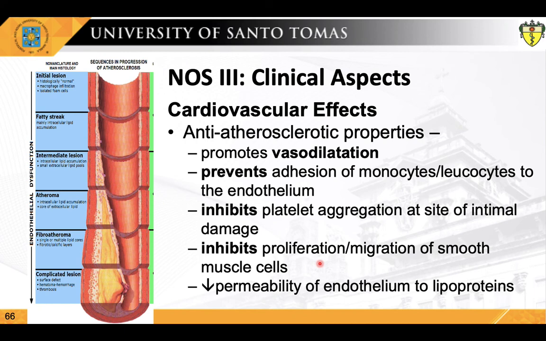For the clinical aspects of nitric oxide synthase 3, these are the anti-atherosclerotic properties of nitric oxide. First, it prevents adhesion of monocytes or leukocytes to the endothelium. Secondly, it inhibits platelet aggregation at the site of intimal damage. Third, it inhibits proliferation and migration of smooth muscle cells. And lastly, it decreases the permeability of the endothelium to lipoproteins.